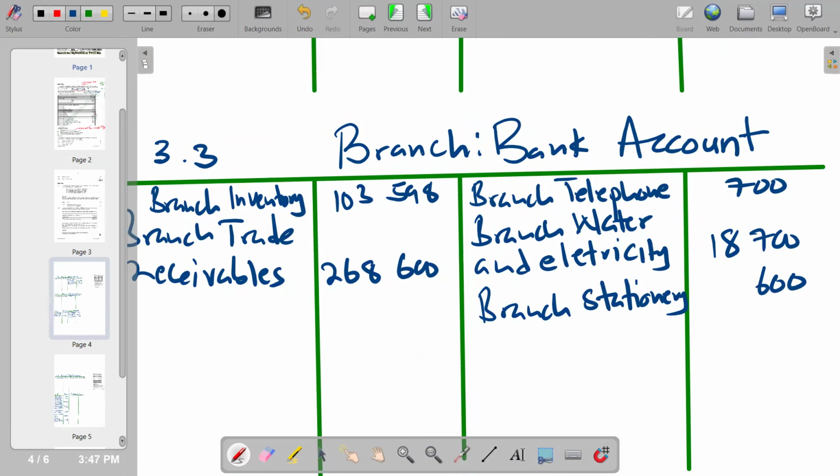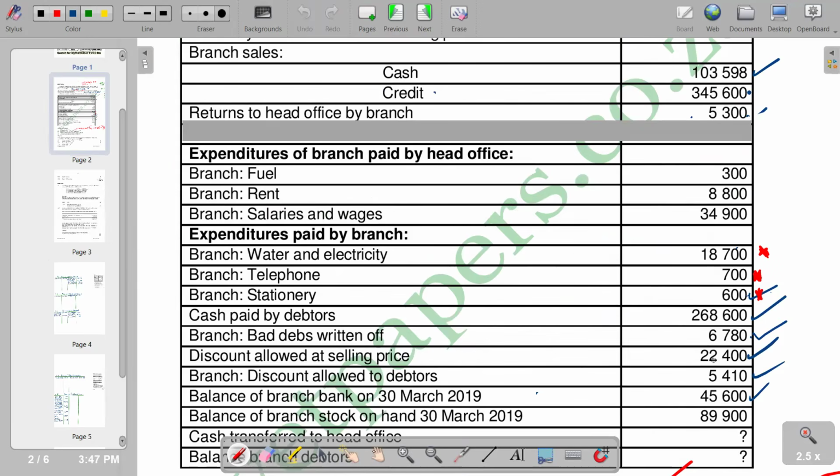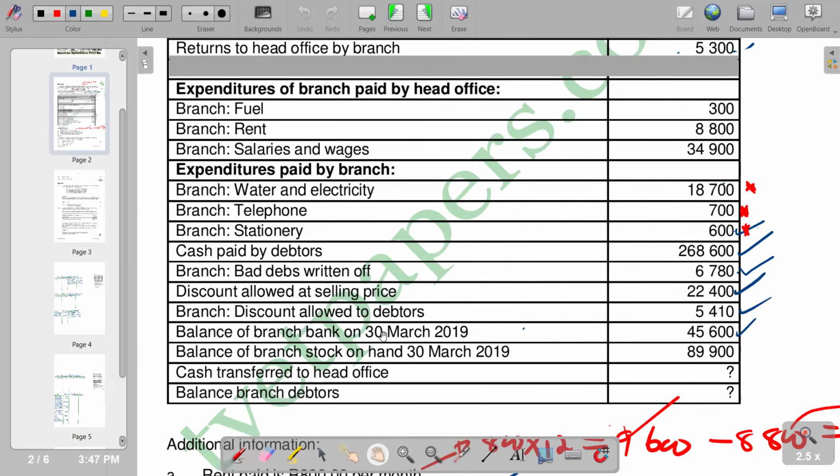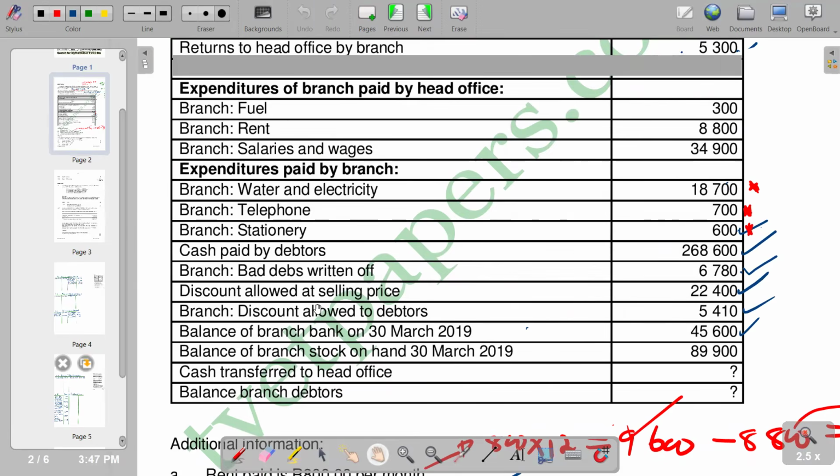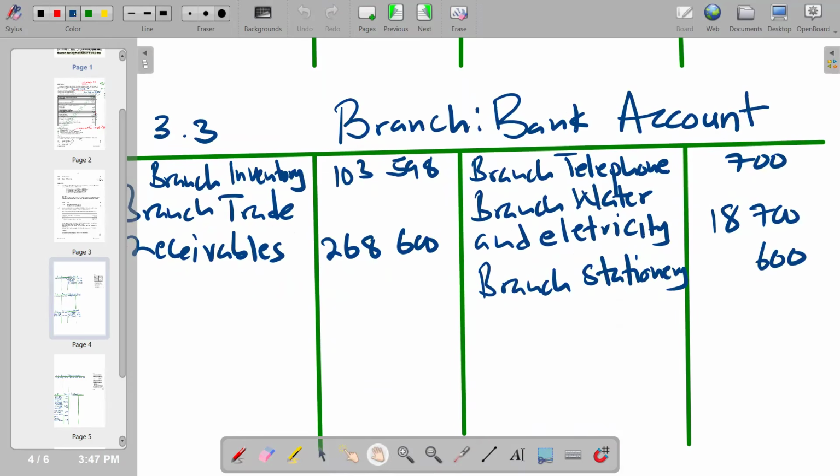So we now insert our balance CD on the credit side. Remember, we are talking about this balance that we are given at the bottom, balance of branch bank at the end, which is 45,600, which is going to be our CD on the credit side. So we go to the credit side, we leave a space for the balancing figure. We're supposed to have a balancing figure of the branch bank of an amount that is supposed to be transferred to the head office. So we just leave a space just in case we are going to have a lesser total on the credit side. So we have our balance CD, which is 45,600.